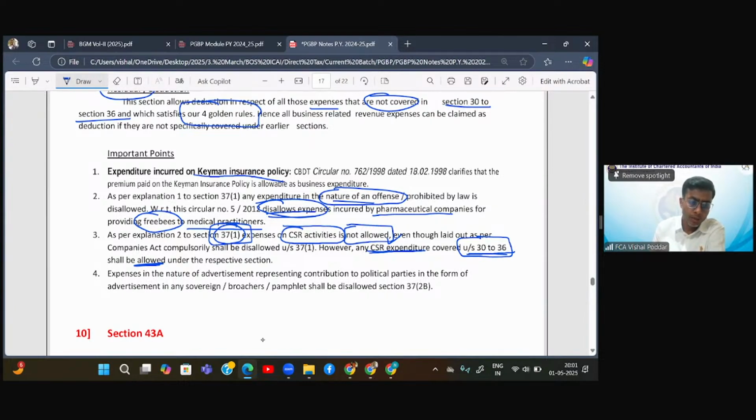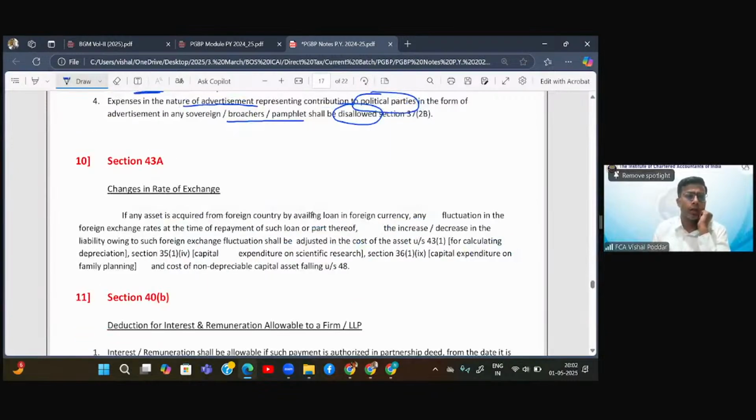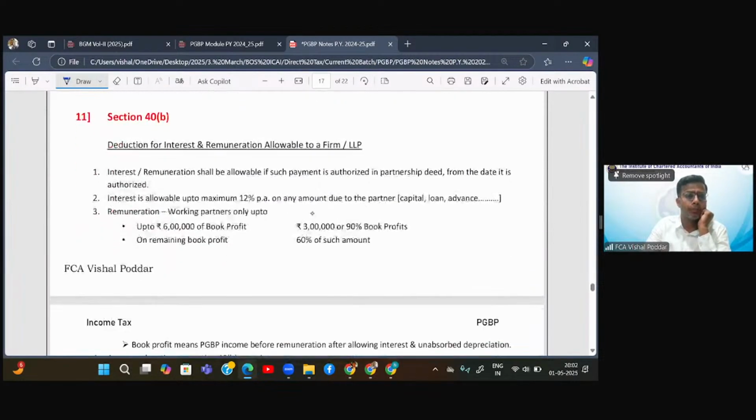Next, what is not allowed under 37 is where you are doing expenses in the nature of advertisement. But where is this advertisement done? It is done with the political parties in any of their rallies, or you are putting your advertisement in the brochures or pamphlets of political parties. Indirectly, you are making payment to political parties for this advertisement. It will not be allowed as deduction. Correct? This is not applicable to us, so keep it aside.